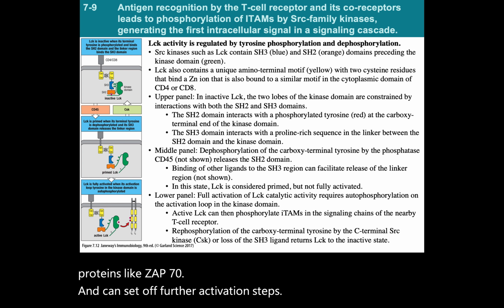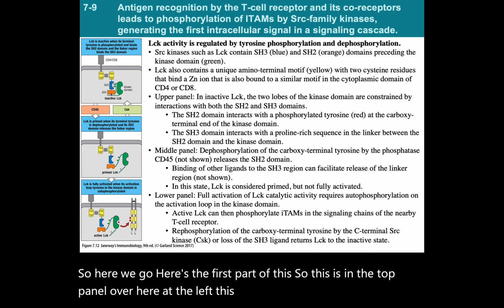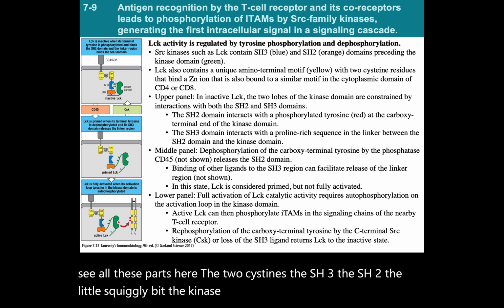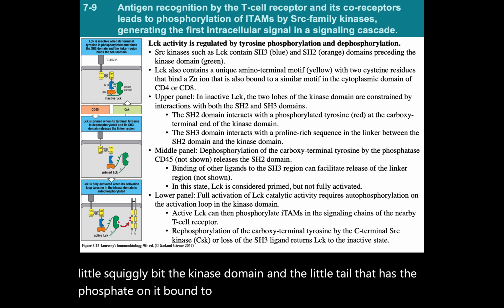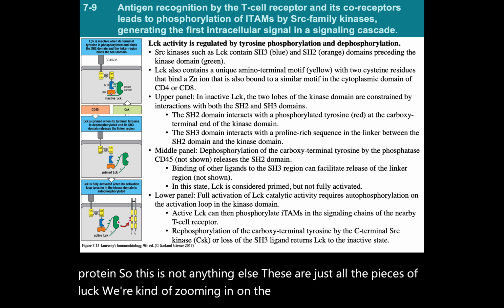So here we go. Here's the first part of this. So this is in the top panel over here at the left. This is inactivated Lck. And so you can see all these parts here, the two cysteines, the SH3, the SH2, the little squiggly bit, the kinase domain, and the little tail that has the phosphate on it bound to the SH2. All those are part of the Lck protein. So this is not anything else. These are just all the pieces of Lck. We're kind of zooming in on the Lck protein now to see how it is activated.